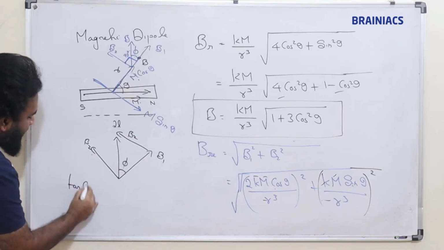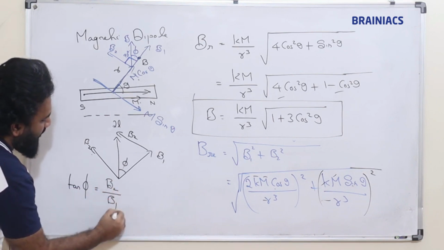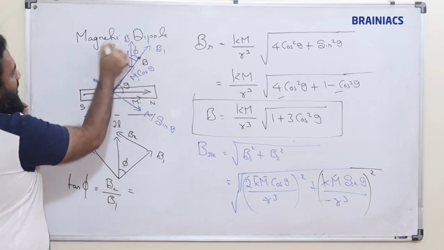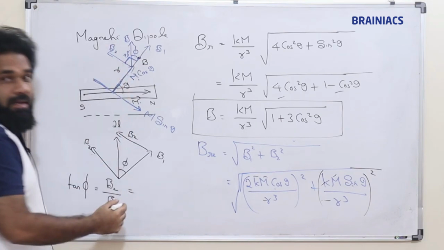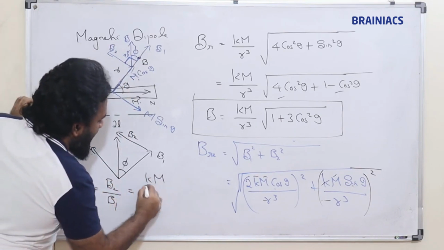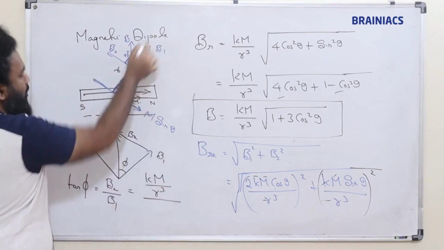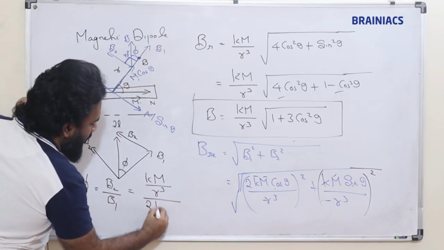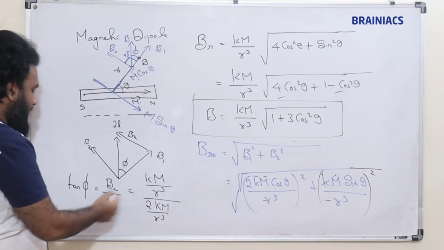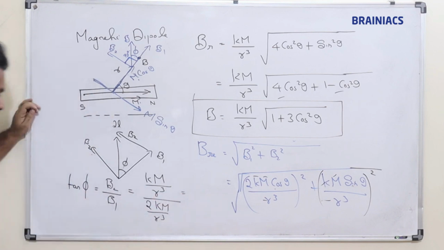So to find a direction, tan phi is equal to what? B2 by B1. What is B2? B2 is equatorial. Equatorial means this one. So this is going to be Km divided by r cube. Okay, and this B1 is nothing but 2Km divided by r cube. So all these things will be cancelled out.